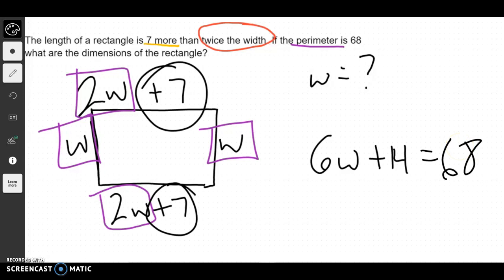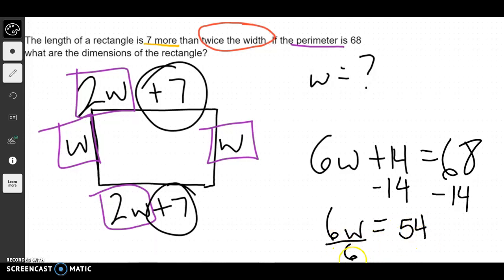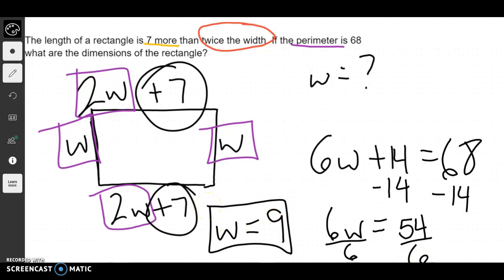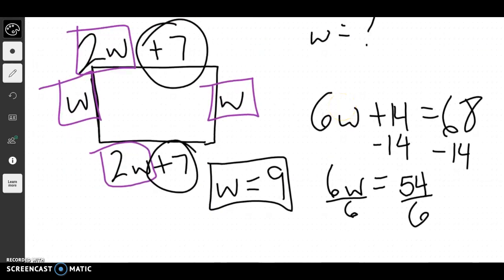Well, at this point, we just want to go through and solve. So minus 14, 6w is equal to 54. Then we divide by 6. I would get that w is equal to 9. Now that would be its width. If we want to find its length, because it wanted both dimensions, we find its length by plugging it back in, and we'd get 18 plus 7, because 9 times 2 is 18, and that would be 25.